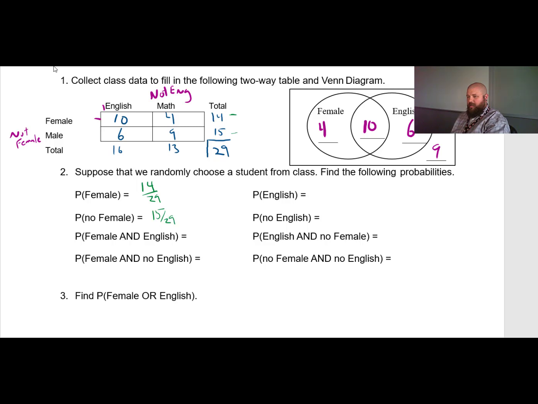The probability of just being English, let's look at that one. So just English, so we're going to look at this column here. So we got 16 over 29. And then for not English, however you like to word it, again, we're talking about math in this setup. And we look at 13 over 29.